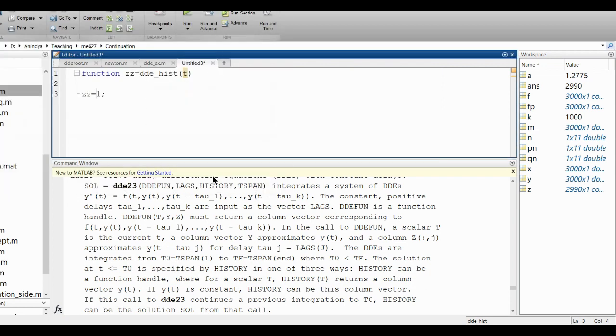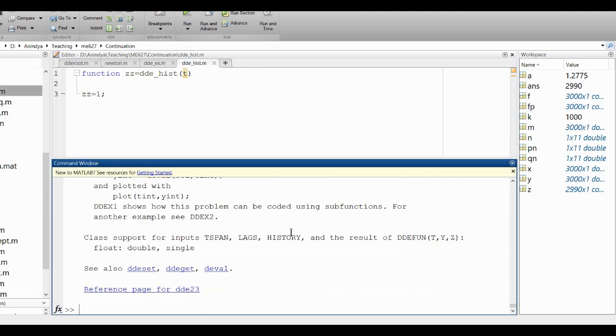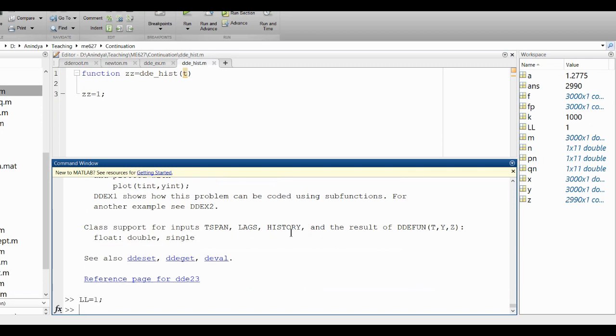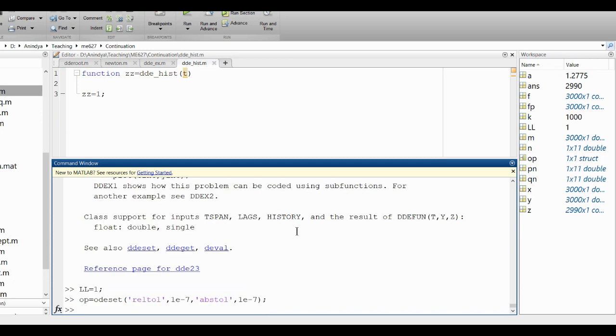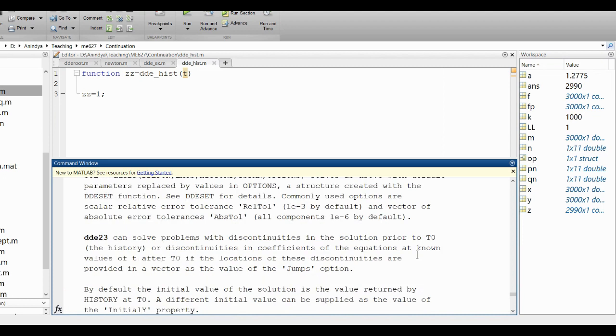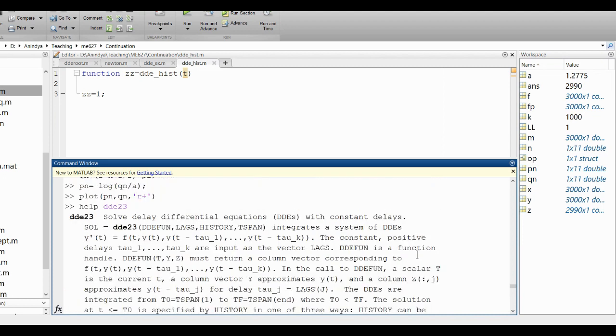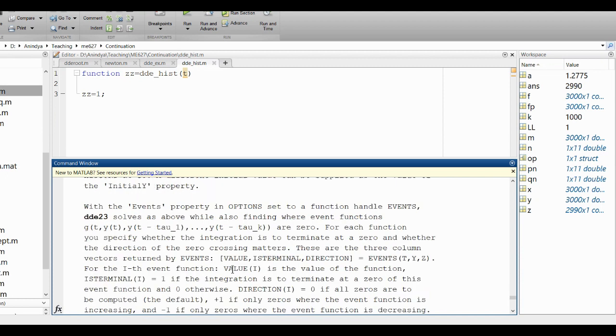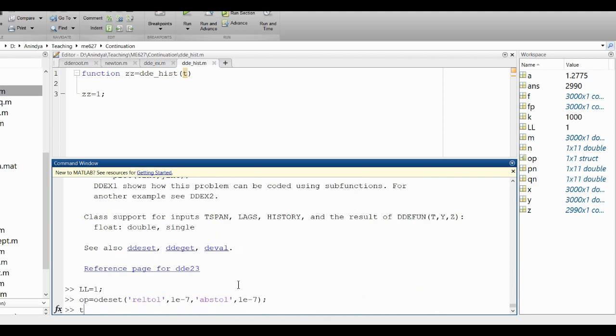DDE history. Lags. So we have lags. Lags have to be defined here. I'll call it LL equals 1. So those are the lags. I'll say OP equals ODE set and DDE set and so on. So I have that now. And then when I come in here, what else do I need? Function, lags, history, tspan and options. Okay, so now I need tspan. So I'll say TSP equals linspace 0, 30, 400.